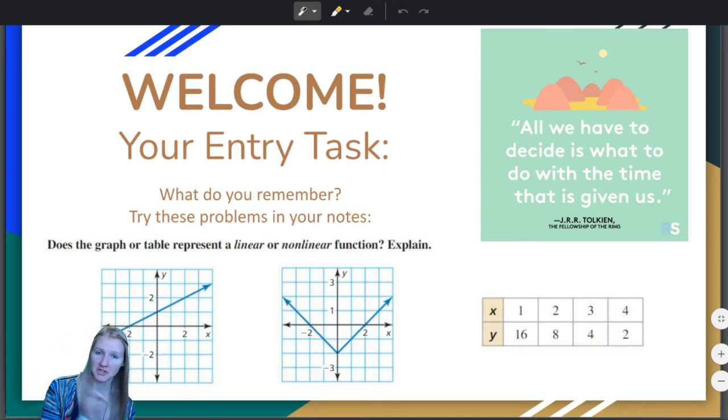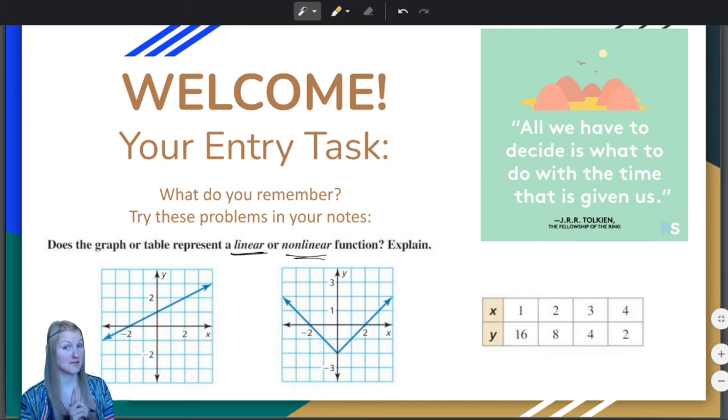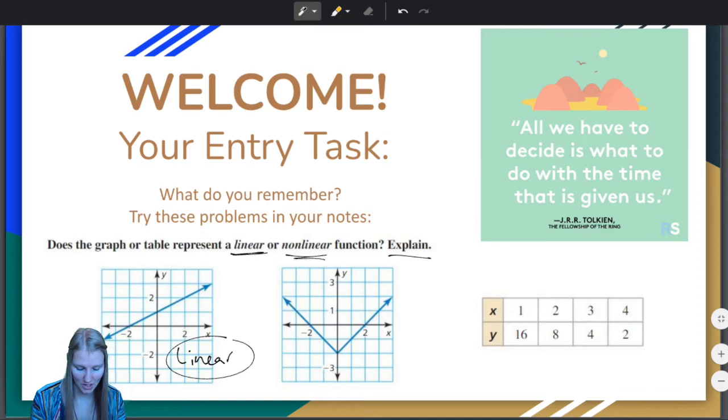Okay, does the graph or table represent a linear or non-linear function? And explain. So, first graph, is that a line? Yes, that is a line. So, this is linear. And the explanation? It's a line, so it's linear.